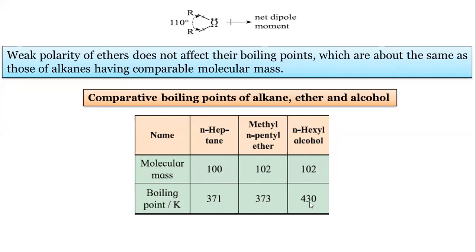The boiling point of alcohol is very high because there is intermolecular hydrogen bonding, and this intermolecular hydrogen bonding is absent in the case of alkanes and ethers. That's why these have nearly the same boiling points. A question may be asked in the board exam: why do alcohols and ethers differ in boiling point? So your answer should be: in the case of ethers, intermolecular hydrogen bonding is absent, and in the case of alcohols, intermolecular hydrogen bonding is present.